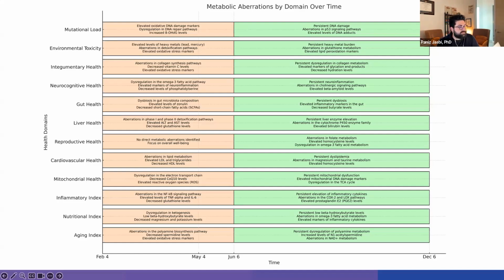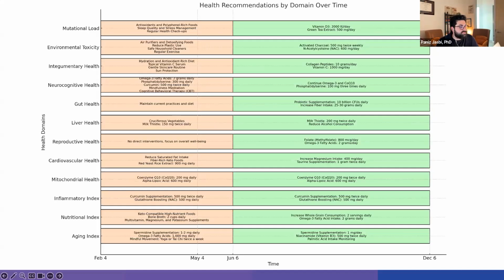For instance, in cardiovascular health, we're seeing aberrations in lipid metabolism. This is not just one metabolite, but a string of fatty acids that we're seeing. Elevated LDL and triglycerides are being inferred, as well as decreased HDL. How are we addressing that? Reduce saturated fat intake, obviously. So her palmitic acid levels are probably very high. Oleic acid levels are probably very low. Fiber-rich keto foods, and then red yeast rice extract at 900 milligrams a day.